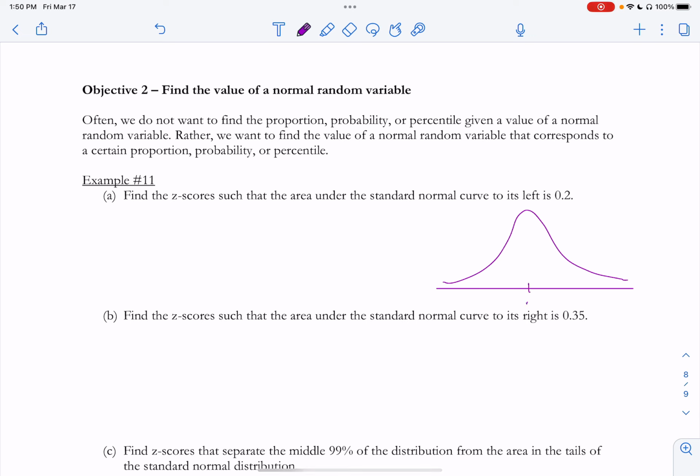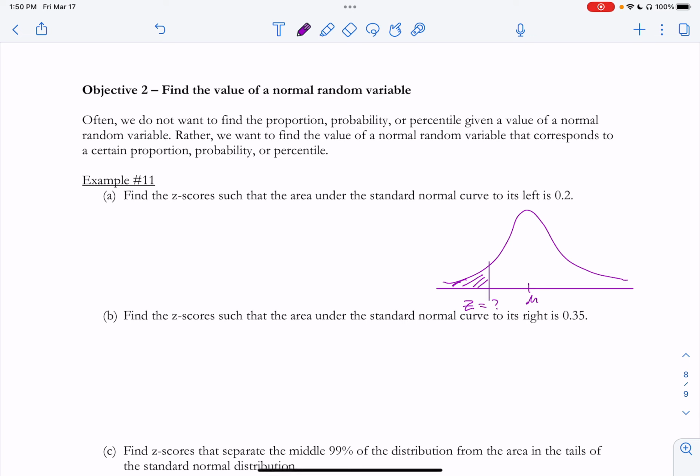So here's my mean right here. And since I want the area to the left to be 0.2, I've got to be over on this side, because I have less than half my data on the left-hand side of the curve, left of my mean. So I'm looking for some area here, and I'm looking for a value for z that equals something.